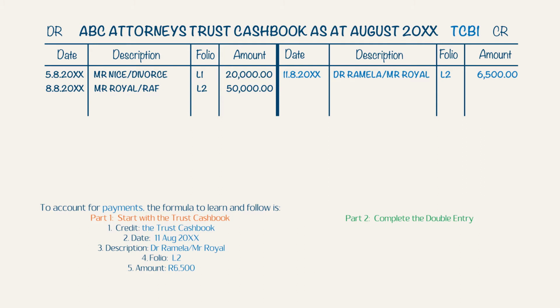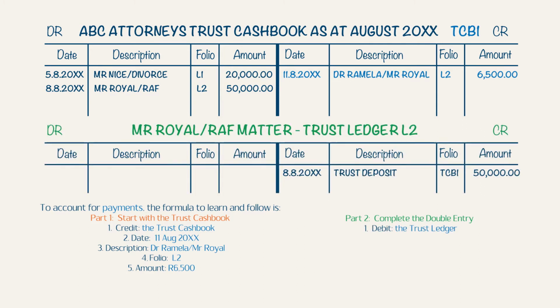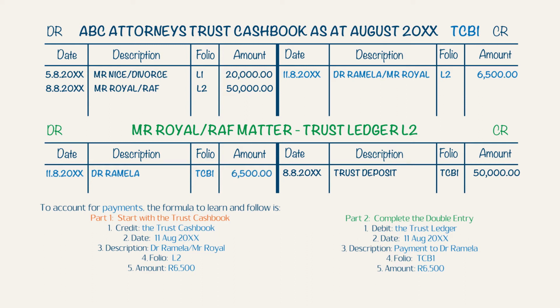Part 2. Complete the double entry. 1. Debit: the trust ledger. 2. Date: 11 August 20XX. 3. Description: payment to Dr. Ramela. 4. Folio: TCB1. 5. Amount: 6,500 Rand.